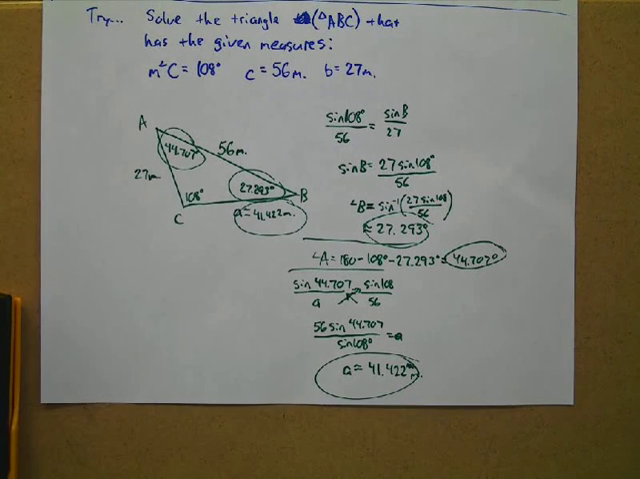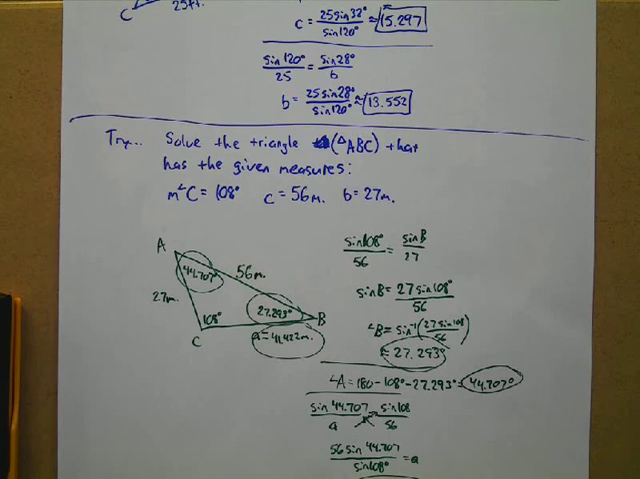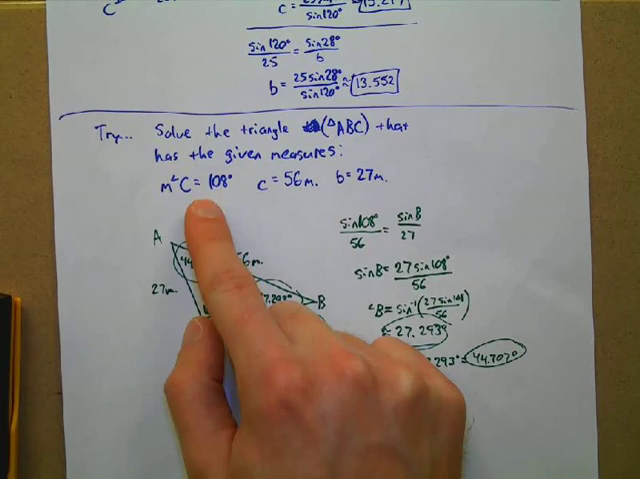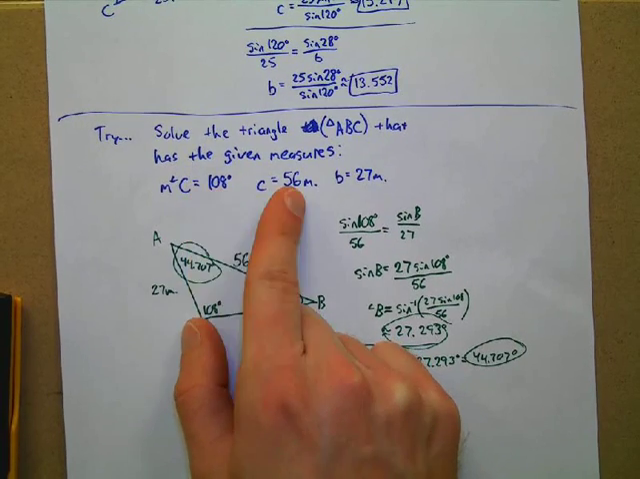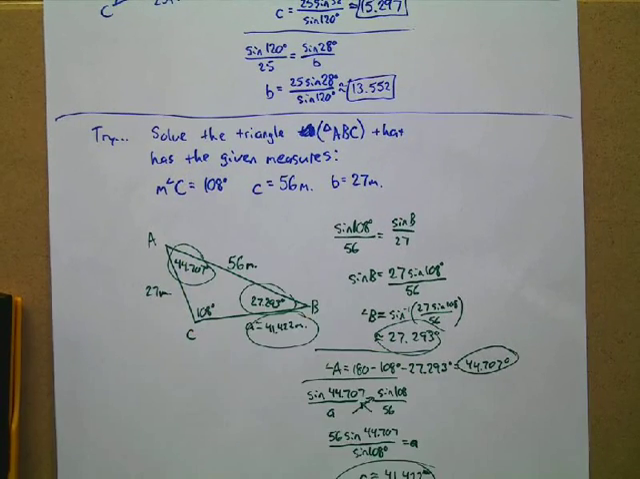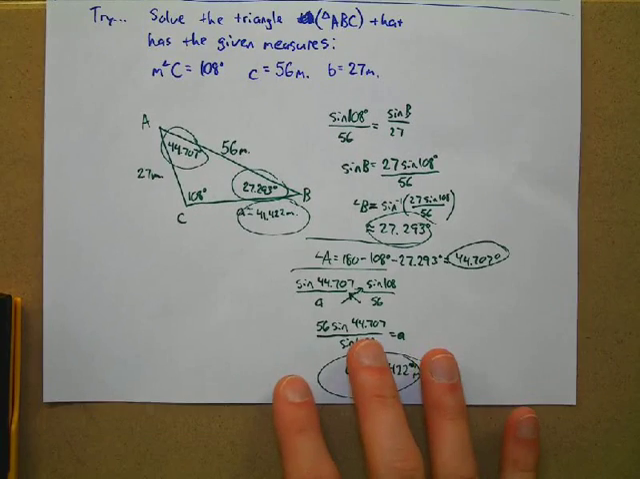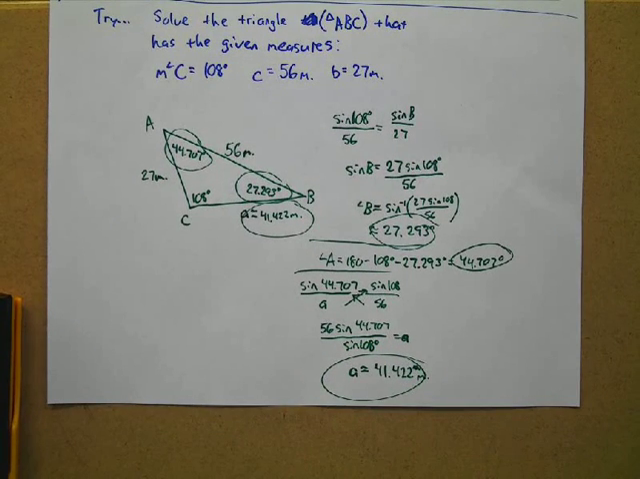And then we solve. I found angle B first. In fact, you have to find angle B here first because you know side B. So you know side B, we'll solve for the angle B there. You get about 27.293, which then allows you now to solve for angle A, 44.707, which then allows you to solve for side A, about 41.422 meters there.